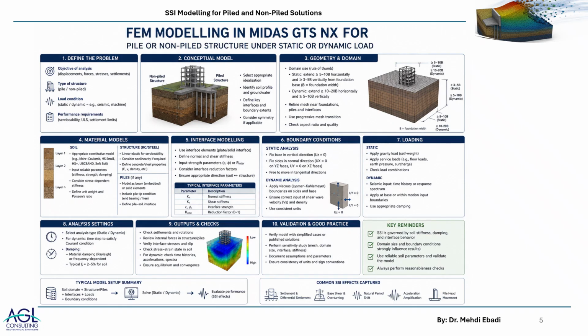We have different cases. For static loads, usually we try not to have something less than 5b, 5 times the width of, or any dimension of the element that we want to model. And when it goes to dynamic, we go to at least 10b.